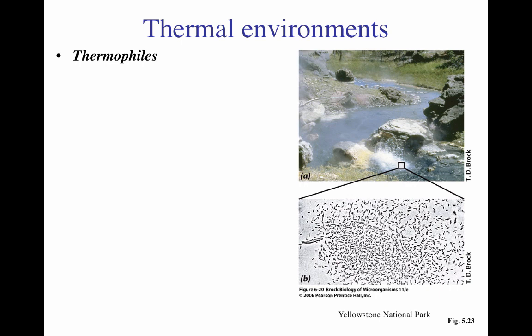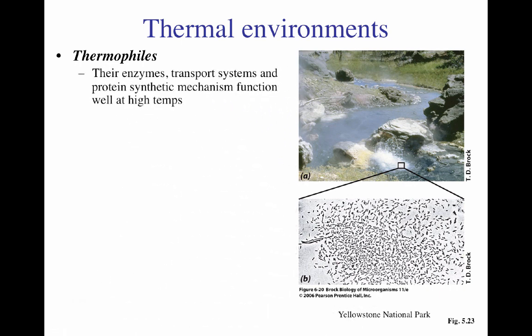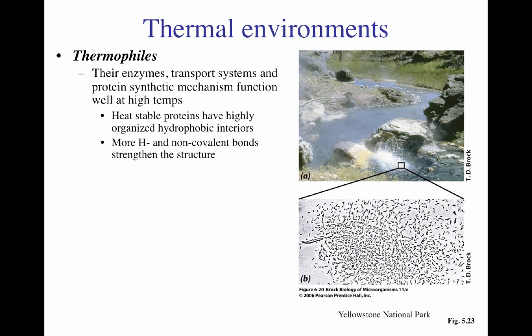On the other extreme, we have the thermophilic bacteria. And the enzymes, their transport system and protein synthesis mechanisms all are going to function and require that high temperature. So their proteins are very heat stable. And they have a lot of organized hydrophobic interiors that are going to keep them nice and tight, and they will have to have really high temperatures to actually become denatured. For example, they're going to have a lot more hydrogen and non-covalent bonds that are going to strengthen the structure so they don't fall apart that easily.